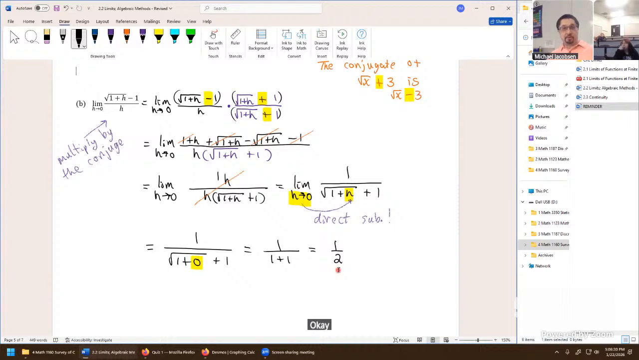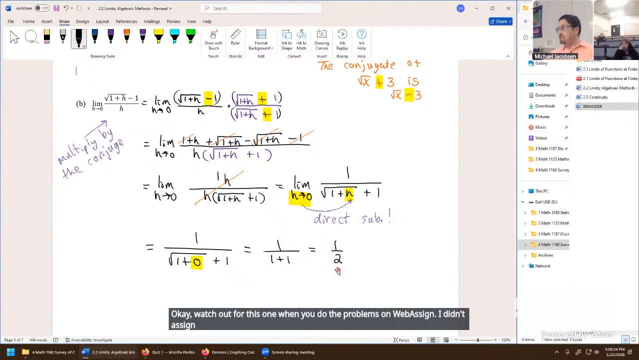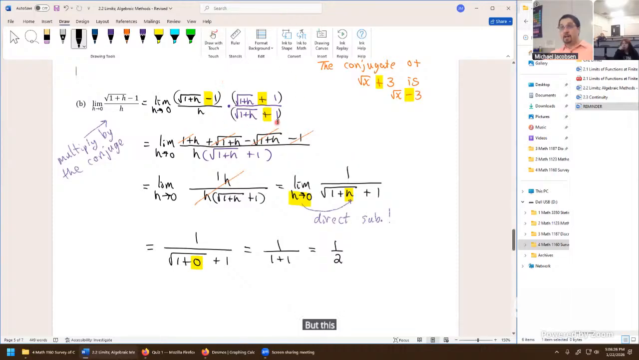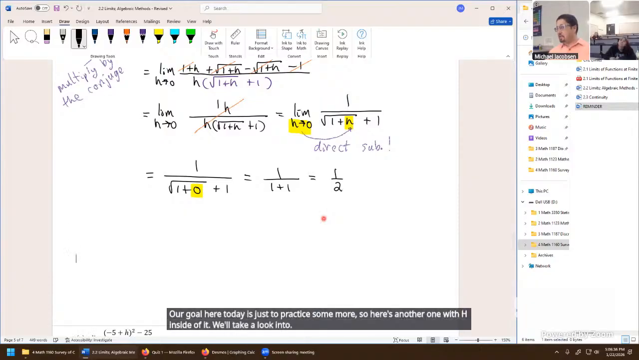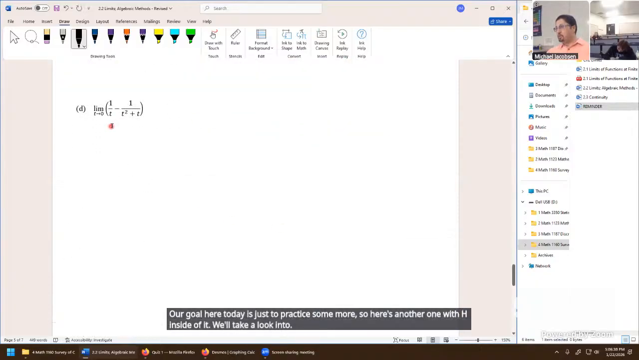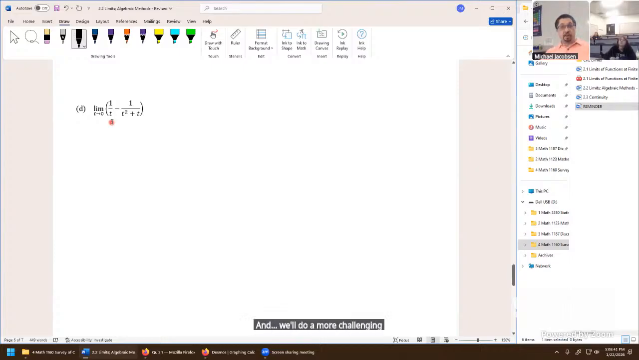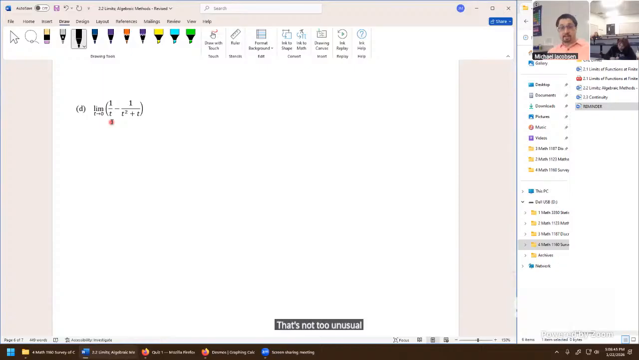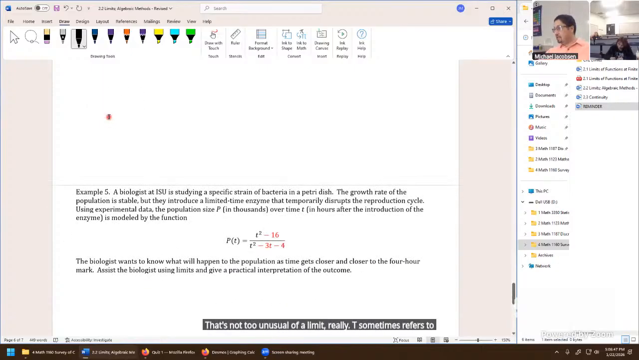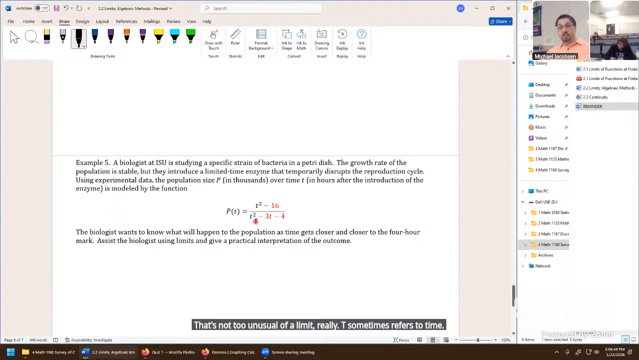Okay, watch out for this one when you do the problems on WebAssign. I didn't assign anything like this on the quiz, but this one can come up on WebAssign for a problem. Our goal here today is just to practice some more. So here's another one with h inside of it we'll take a look into. And we'll do a more challenging one where we're taking a limit involving a variable t. That's not too unusual of a limit, really. t sometimes refers to time. And we'll be doing that on this one here.